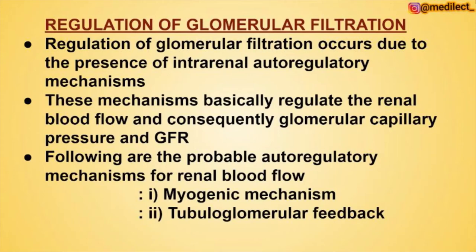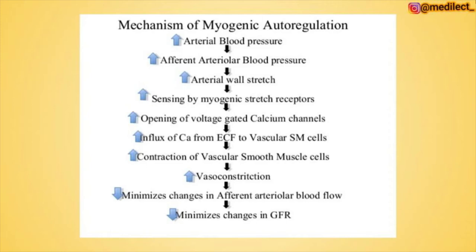Now, what is the mechanism of the myogenic autoregulation? A very easy flow chart is given over here about the mechanism. Whenever the arterial blood pressure is increased, there is an increment in the afferent arterial blood pressure also, and this causes an increment in the arterial wall stretching. This stretching of the arterial wall will increase the sensing by the myogenic stretch receptors. That's why this is known as myogenic autoregulation. Now what will happen? This will increase the opening of the voltage gated calcium channels, and this further will cause an increment in the influx of calcium from the ECF to the vascular smooth muscle cells, and further will cause an increment in the contraction of the vascular smooth muscle cells, and further will cause vasoconstriction.